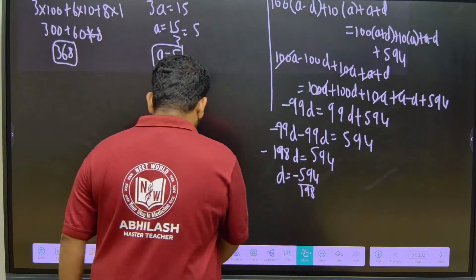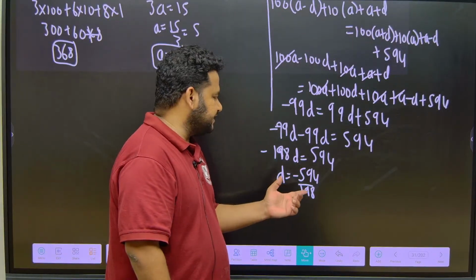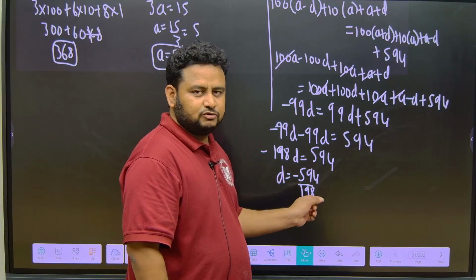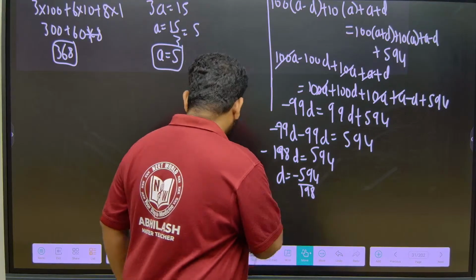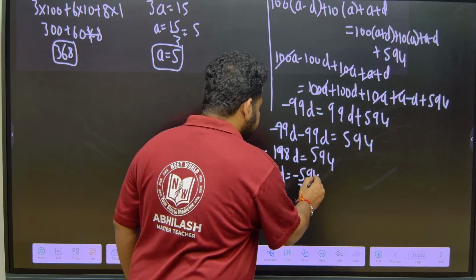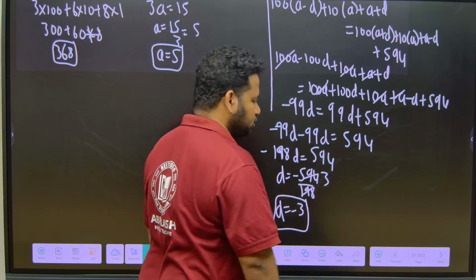Now suppose I have 600 divided by 200, it is 3 times. So 198 into 3 is 594. So d will be equal to minus 3. We got d is equal to minus 3.